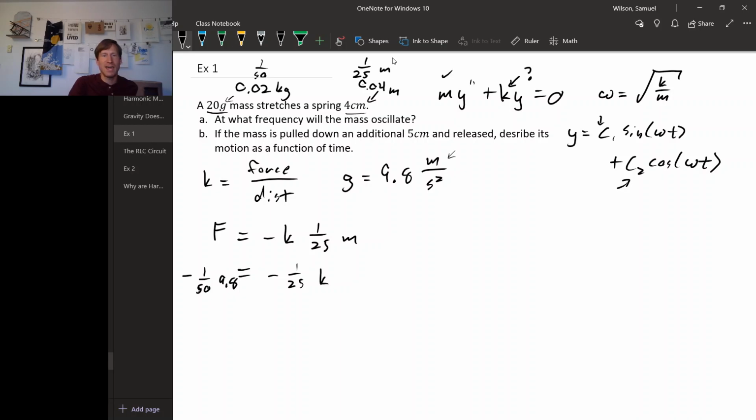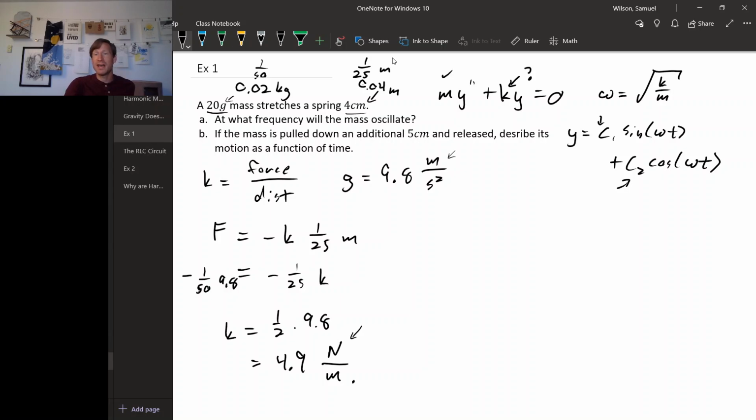So now we can solve for k, so multiply both sides by minus 25. We get k is 1/2 times 9.8. So that's going to be 4.9, and this is going to be in newtons per meter. If we had used grams instead of kilograms, this unit wouldn't be in newtons per meter. The force unit would be something else, because a newton is like a kilogram meter per second squared. So the mass unit is hiding inside of newtons here. So to use newtons, we have to use kilograms.